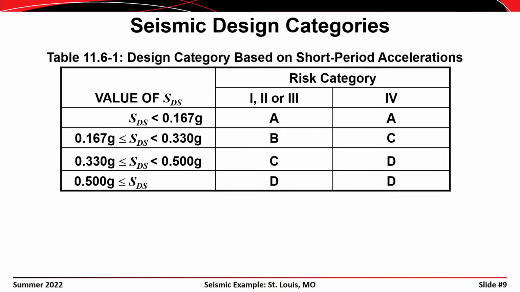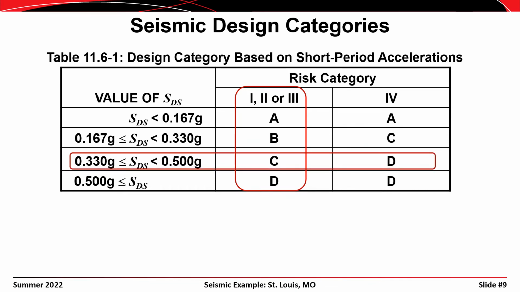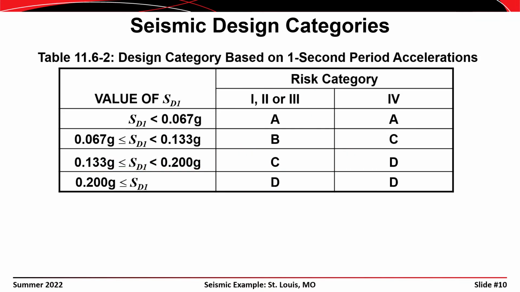Table 11.6-1 is shown here, and this is where we look up the seismic design category based on the S sub DS value. For a risk category 2 structure with S sub DS between 0.33 and 0.50 times g, we can see that we have a seismic design category C. Similarly, from table 11.6-2, where we have the seismic design category as a function of S sub D1, for a risk category 2 structure and a value of S sub D1 greater than 0.2, we find that we are in a seismic design category D.